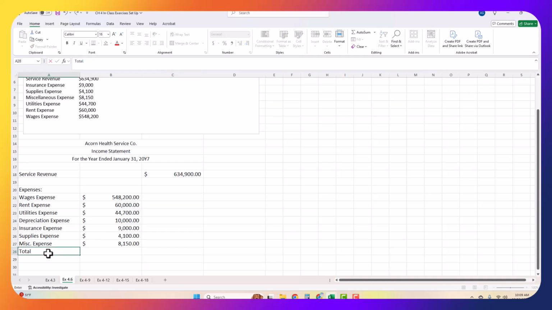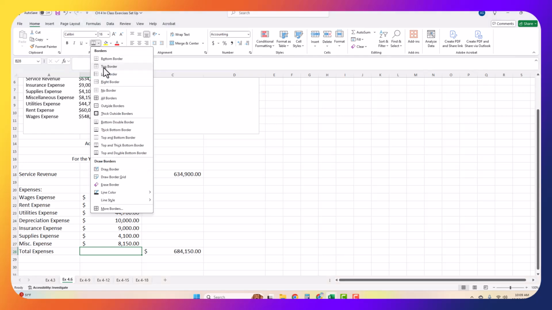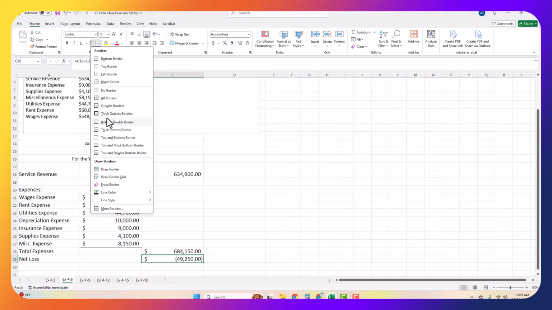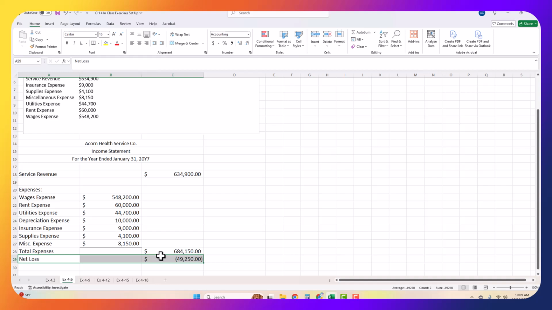We're going to have total expenses. We're going to add these all up. And then it looks like we have more expenses than we have revenue. So that would be called a net loss. So we're going to take revenue minus expenses, and we have a loss of $49,250. So they didn't make enough revenue to cover their expenses for that month or that year, because it was a year ending. So that's an income statement with a loss.